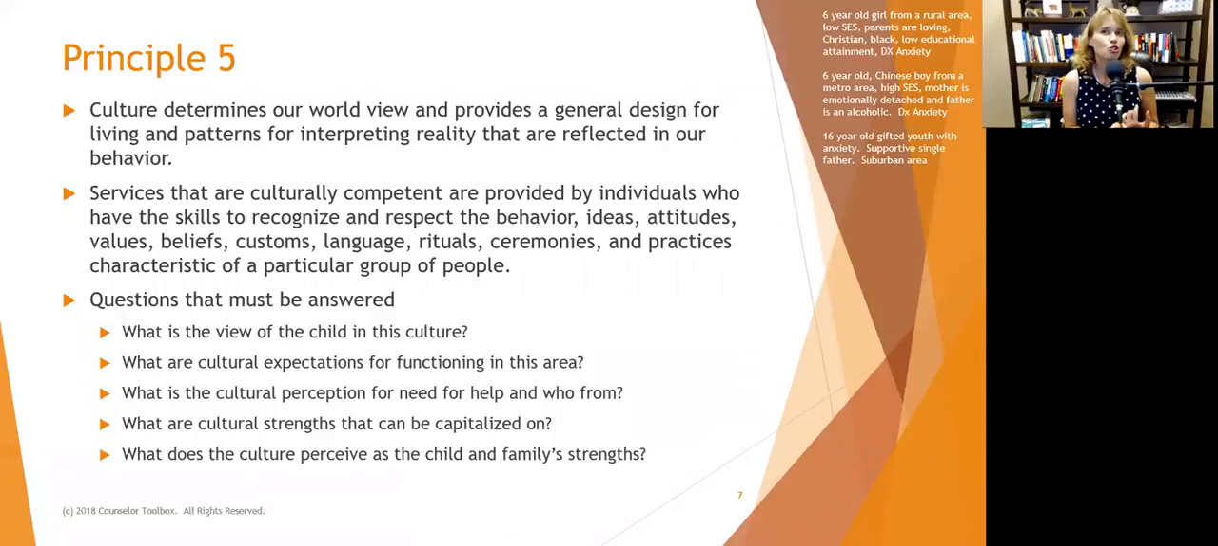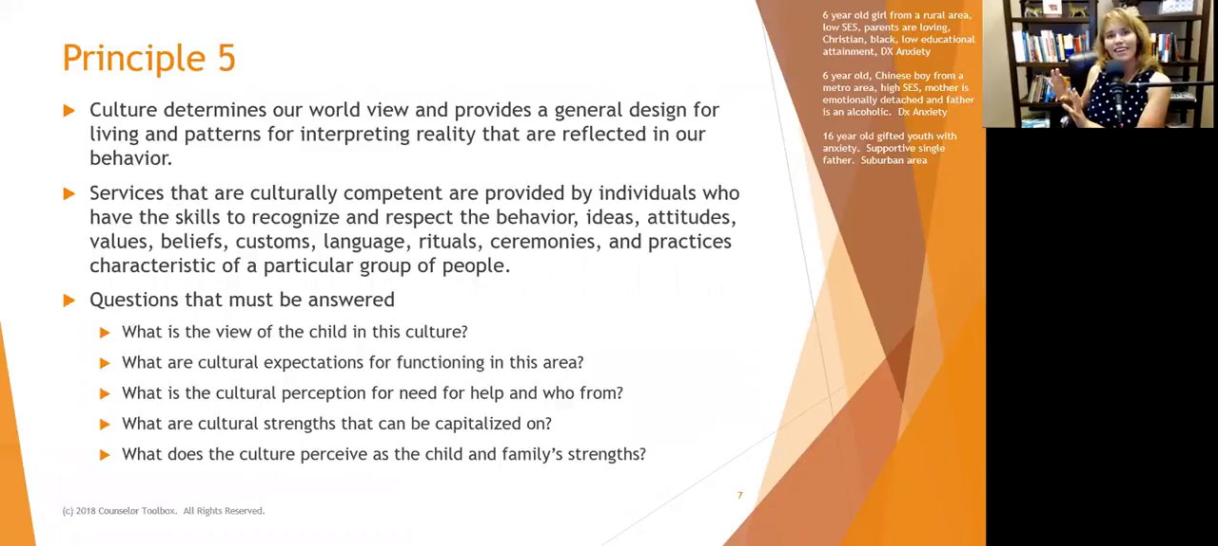What are cultural strengths that can be capitalized on? If family nurturance is a cultural strength, well, let's build on that. If high expectations and a drive for academic achievement is a cultural expectation, we can work with that as a strength. So we want to figure out, what does the culture bring that can be used as a strength to help this person? And what does the culture perceive as the child and family's existing strengths?